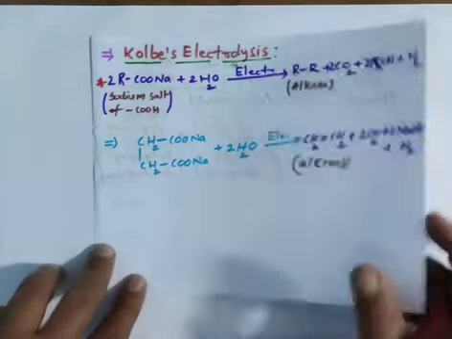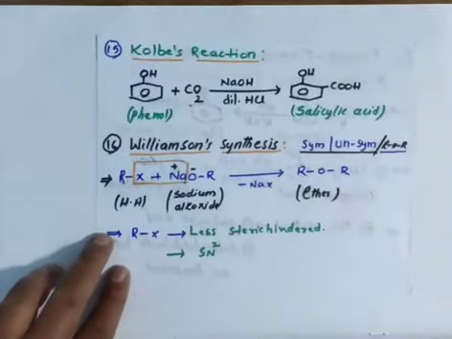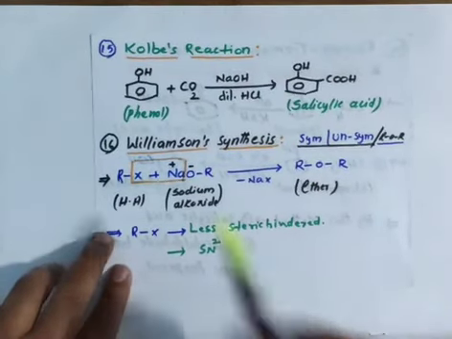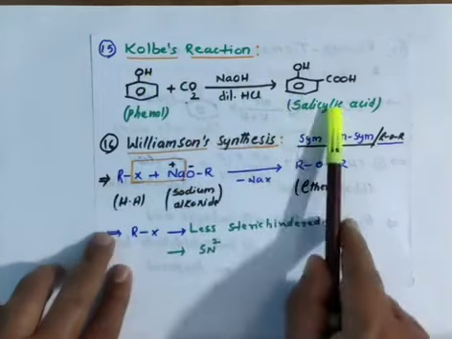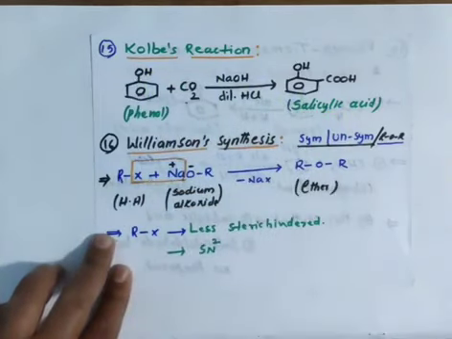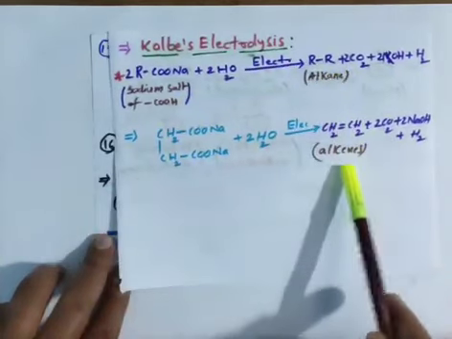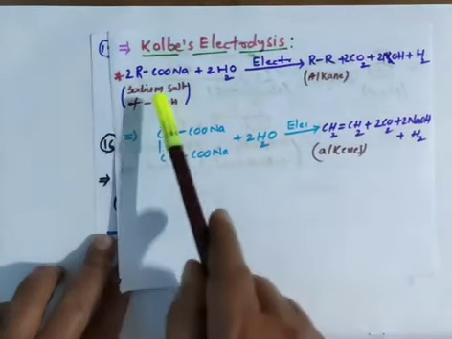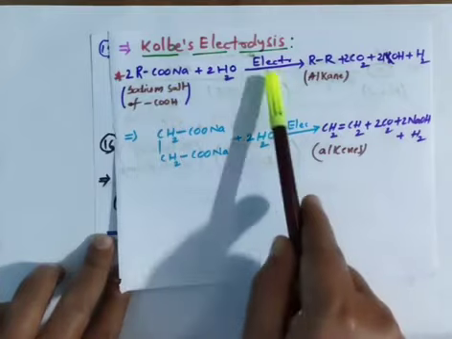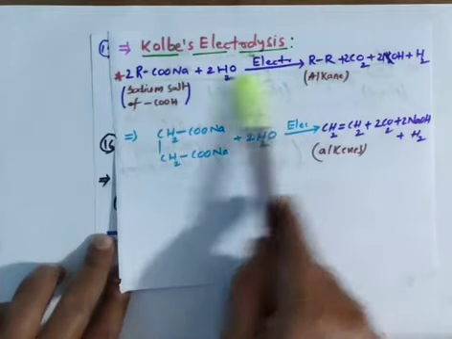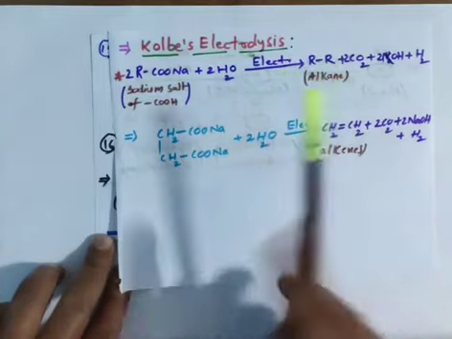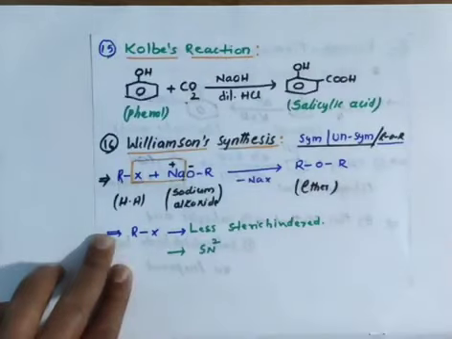Kolbe's electrolysis is different from Kolbe's reaction. In Kolbe's reaction you are preparing salicylic acid. In Kolbe's electrolysis you are preparing alkanes, alkenes, alkynes also. Here the salt of a carboxylic acid is treated with electricity, you are passing current, then you are getting alkanes. That you have to remember.